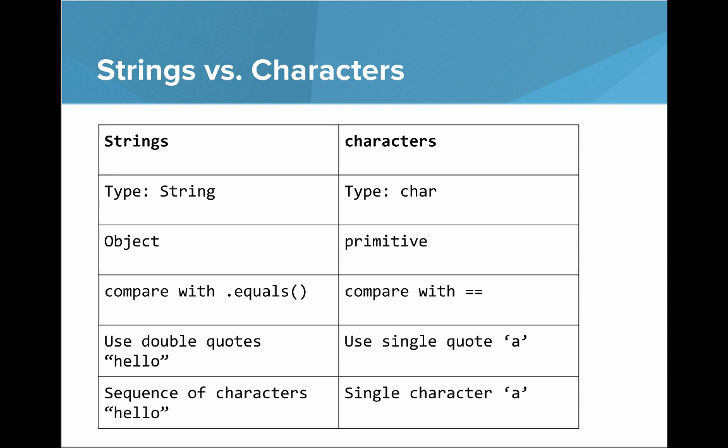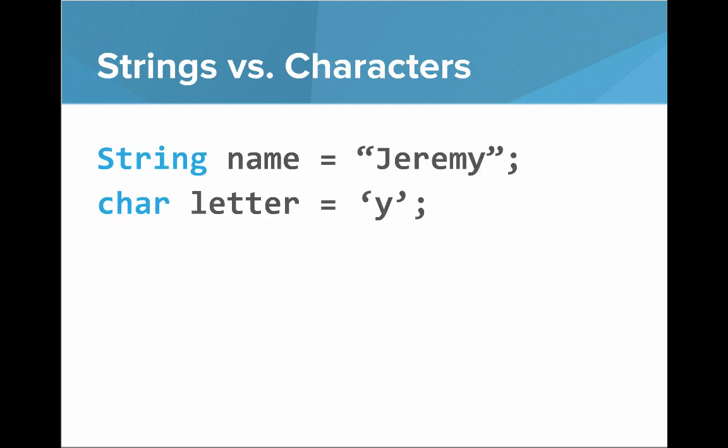We compare strings with .equals and we compare chars with ==. We use double quotes for strings and single quotes for characters. Strings have a whole sequence of characters, while chars are just single characters. So String name = "Jeremy", char letter = 'Y'. Look at the difference in the types here.